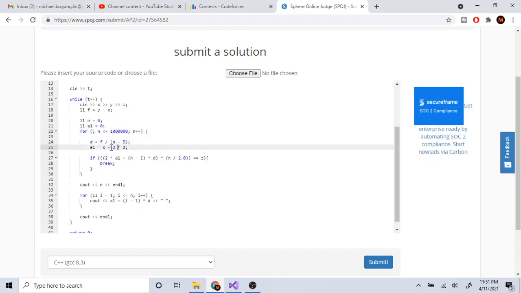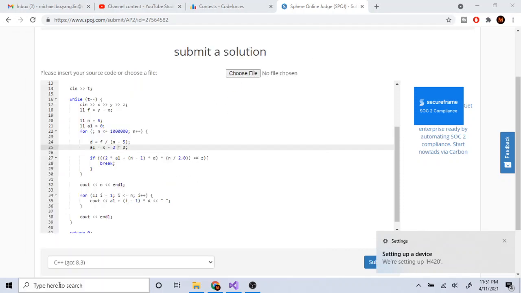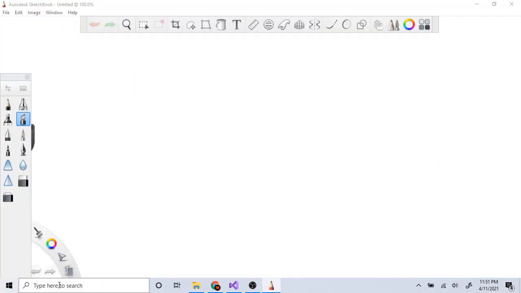And why do I do that? So I could actually show you guys why I do that. So hold on, let me just get my trusty tool here. Real quick, if you look at it, you'll understand why. So like, let's say we had 6 numbers, 1, 2, 3, 4, 5, 6, right?